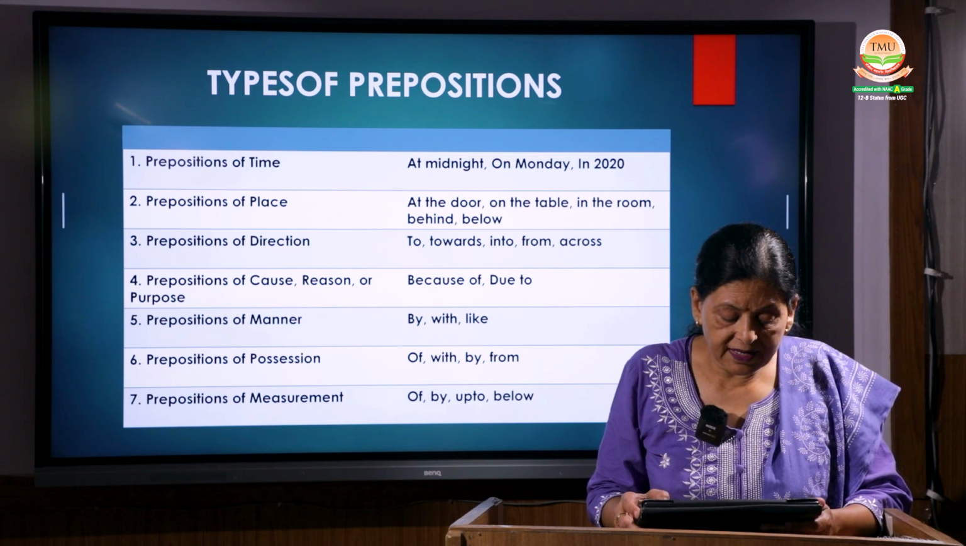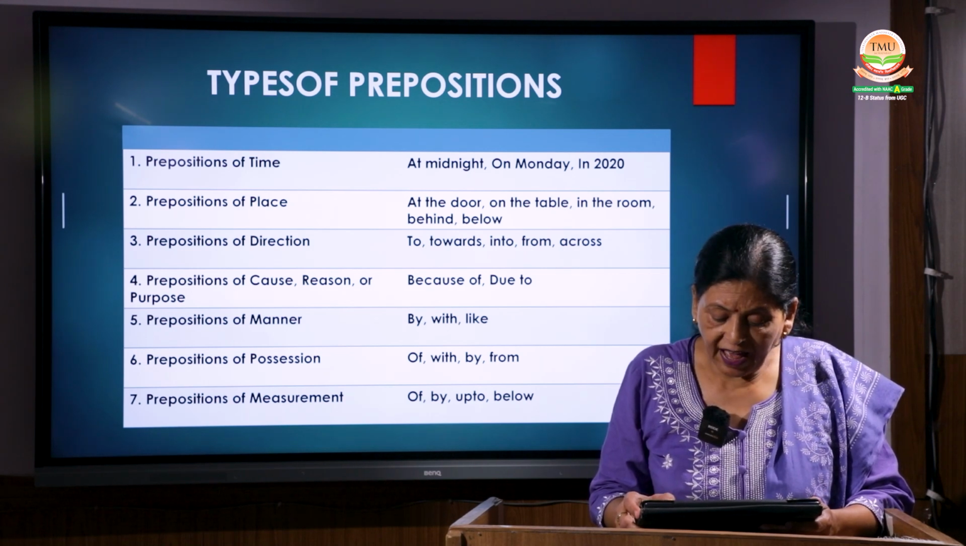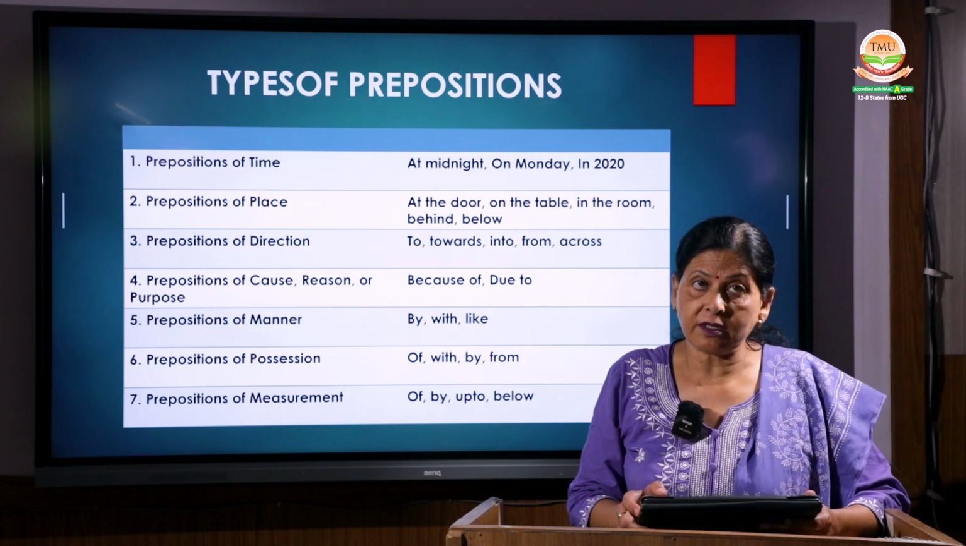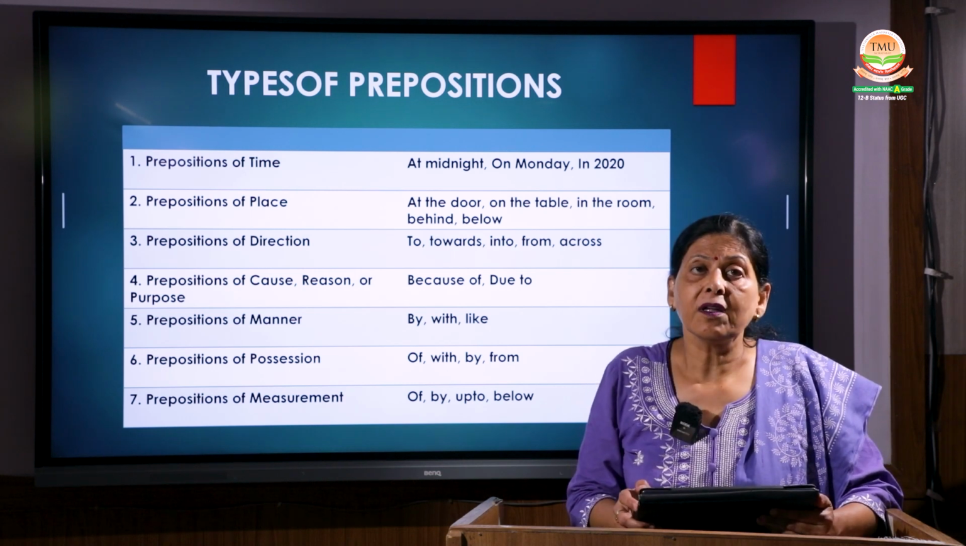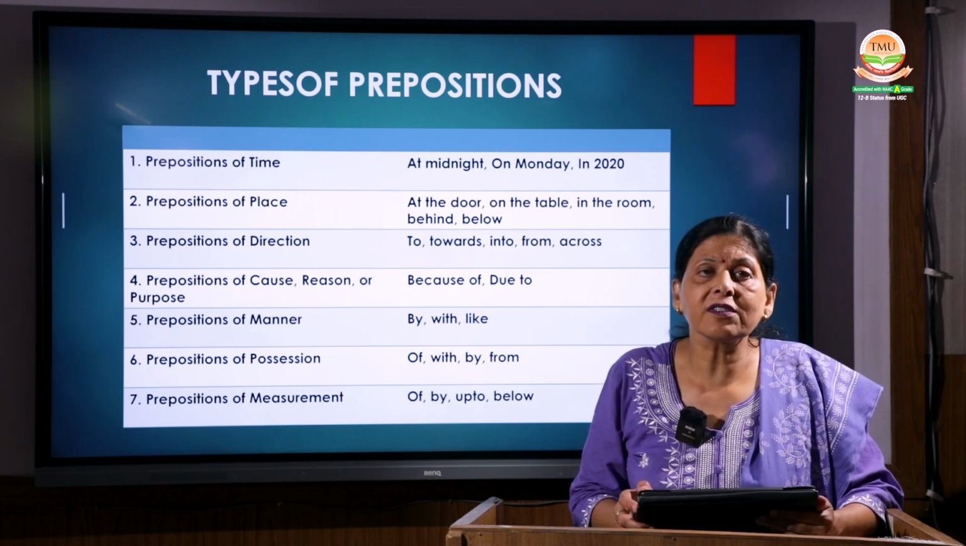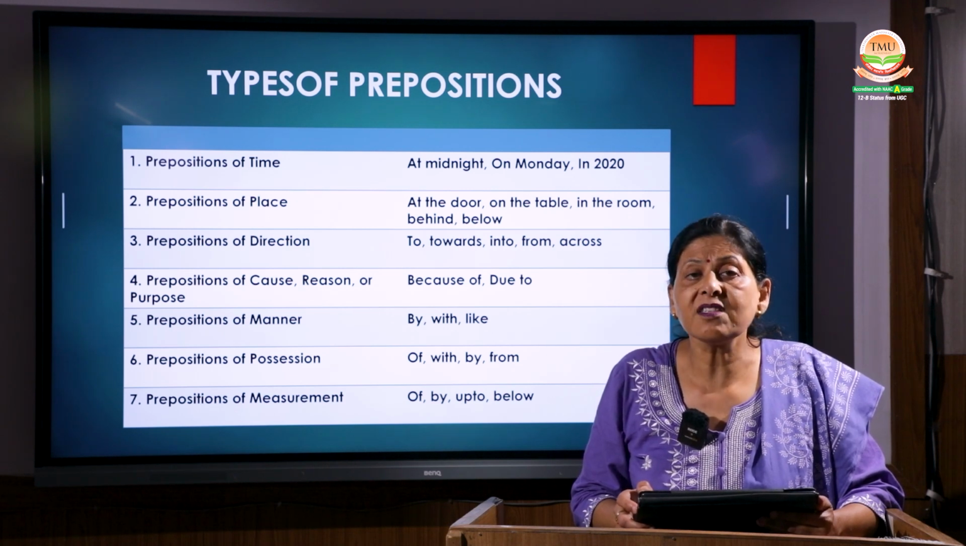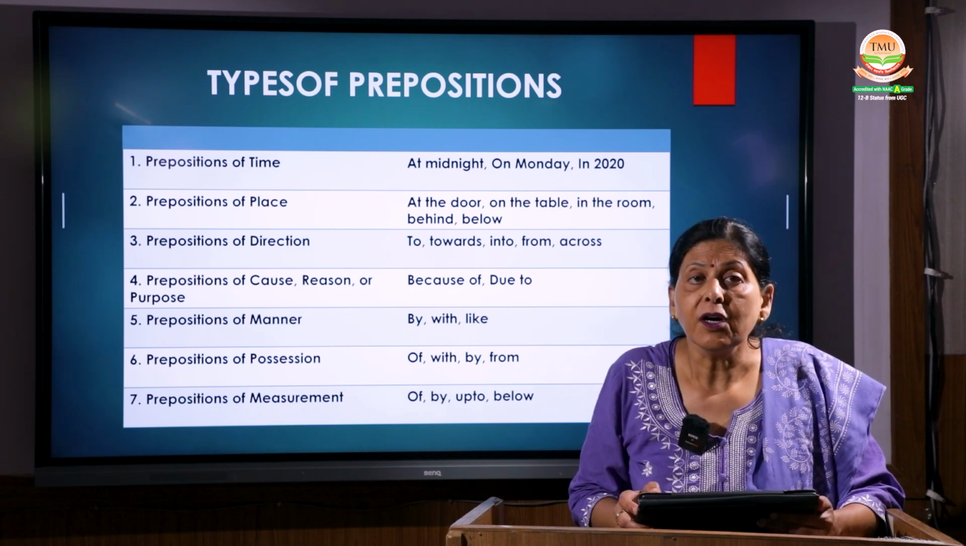Then the next one is the preposition of direction. Direction means to, towards, into, from, across. The boy ran across the road. What is the connection between the boy and the road? That is across. The boy ran across the road.